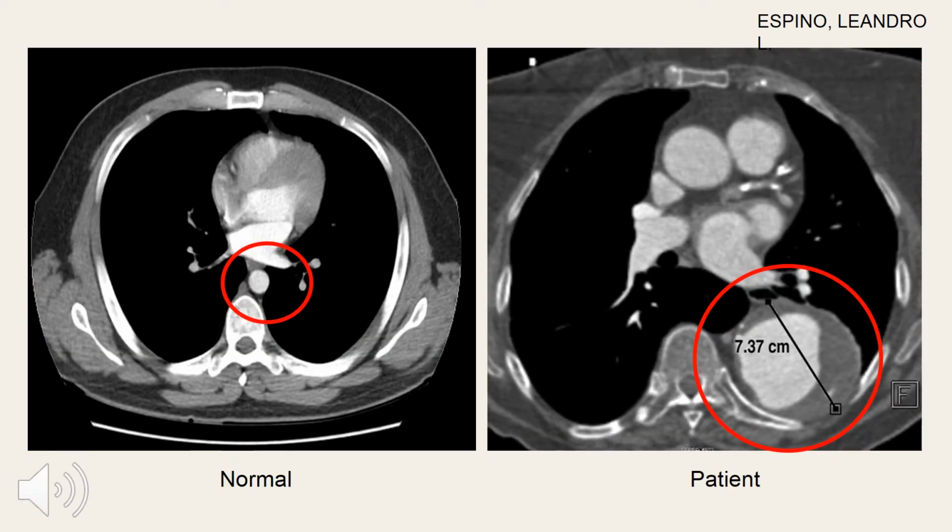This slide shows the comparison between a normal CT scan and that of our patient. The most obvious finding is the presence of a very large aorta. Normally, an aorta has a diameter of 2.5 centimeters, and a diameter greater than 4 centimeters is already considered a dilated aorta. In the case of our patient, it reached a diameter of 7.37 centimeters.